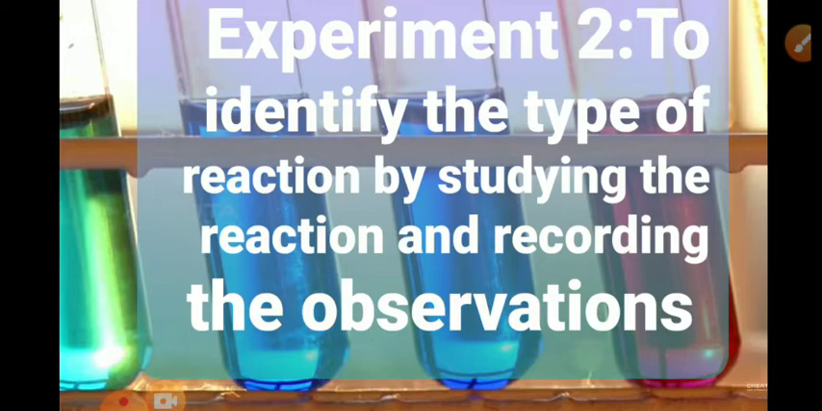So now children, we will see the second part. In the second part, we are going to study another type of reaction, that is between dilute sulfuric acid solution and zinc, which is in the form of powder or dust. So children, here we will take some zinc dust in a test tube and add a few drops of H2SO4.